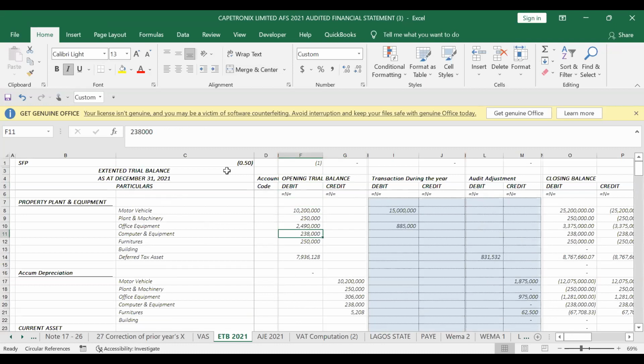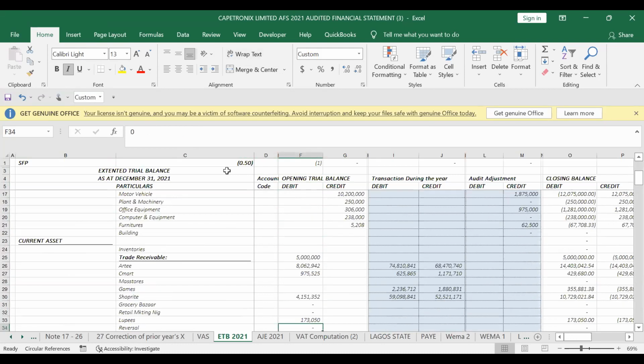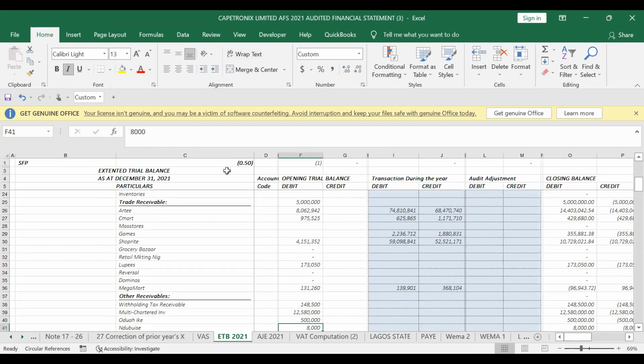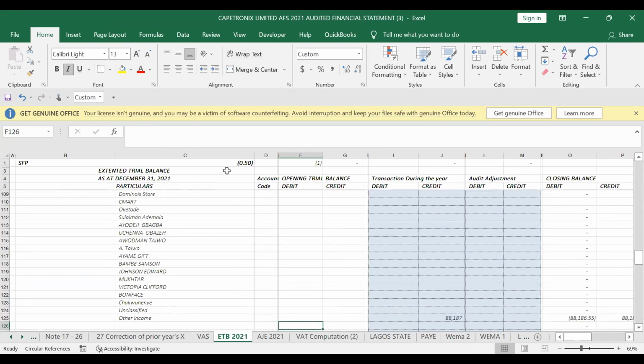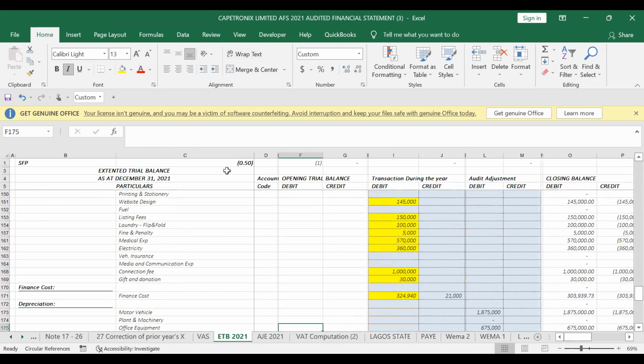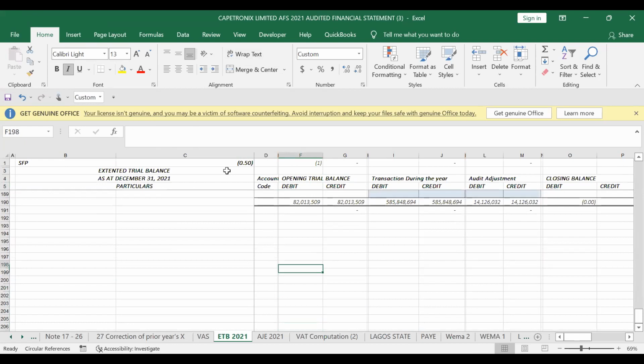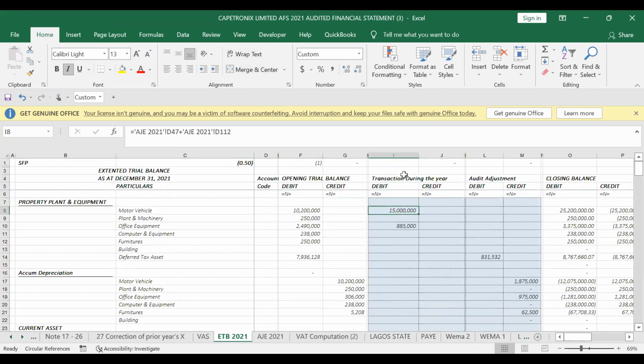Then we identify the various ledger balances in respect of these mapped items to the various elements of the account. So these are the opening balances. If you go down, you ensure that both sides of the trial balance are actually equal, right? So that's what we have there. Then what does this opening trial balance mean? This means the trial balance of the closing period in the prior year.